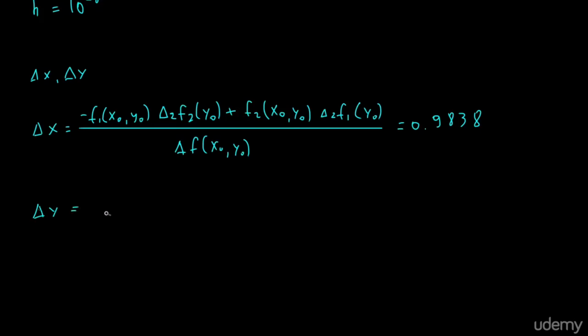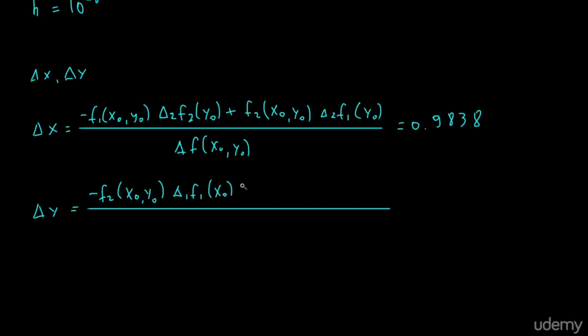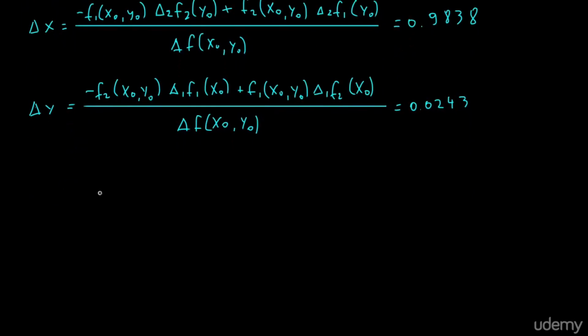And then the same goes for the delta y. So delta y in this case, and we had the formula before, once again, big line here, that's essentially minus f2 at x0, y0 times delta 1 f1 at x0, plus f1 at x0, y0 times delta 1 f2 at x0, all divided by delta f at x0, y0, and that's equal to roughly 0.0243.